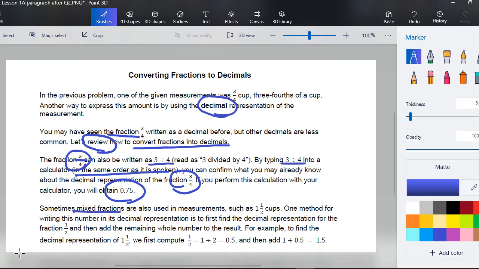It then goes on to say sometimes mixed fractions can be used, like 1.5. And so one way to do this is to first find the decimal representation and then add. And that's what I mean by making sure you're taking good notes, writing this in a glossary or flashcards, that we're going to first find the decimal and then we're going to add the remaining whole number. For example, if we have 1 and 1/2, we're going to compute the 1/2 and then add it back to the 1 to get 1.5.